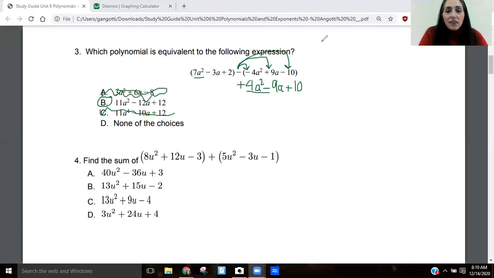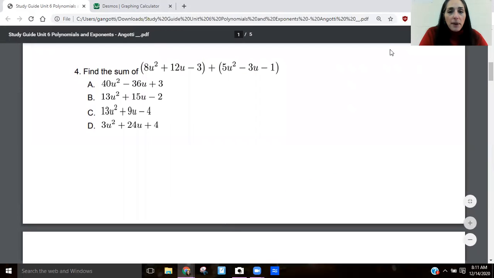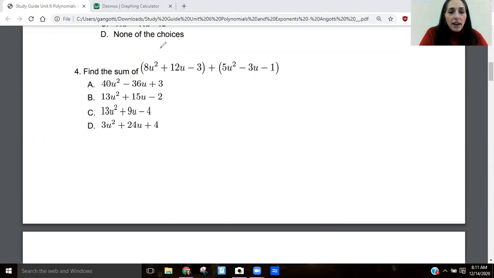All right, clear that. And we will move to number 4. Number 4, we are combining like terms again. So let's see here. We've got 8 plus 5. This is addition this time, so we don't have to worry about changing the signs. So 8 plus 5 is going to be 13. So that's going to knock out A and knock out D. 12 minus 3 is 9. That's looking pretty good. Negative 3 and negative 1 is negative 4. So that is going to be choice C for number 4.